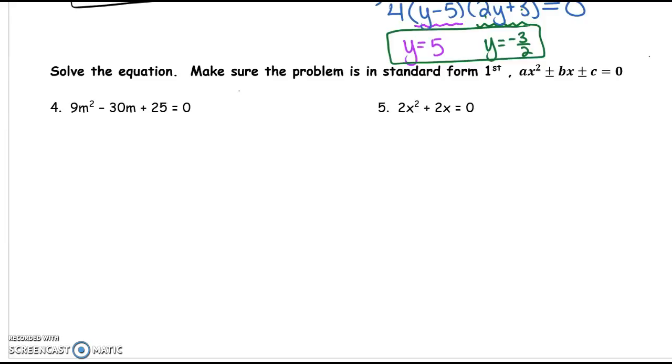So 2x squared plus 2x. What do 2x squared and 2x have in common? 2x. 2x squared divided by 2x would be x. 2x divided by 2x is 1. And you have to write that plus 1.